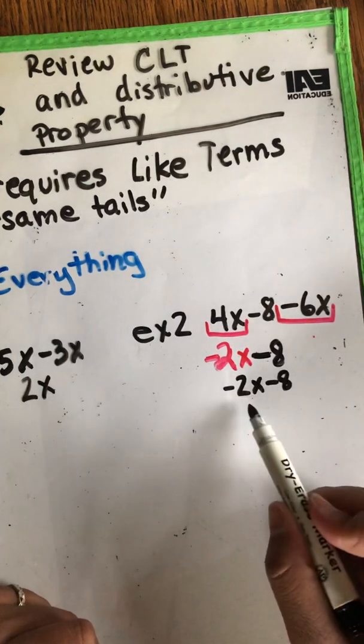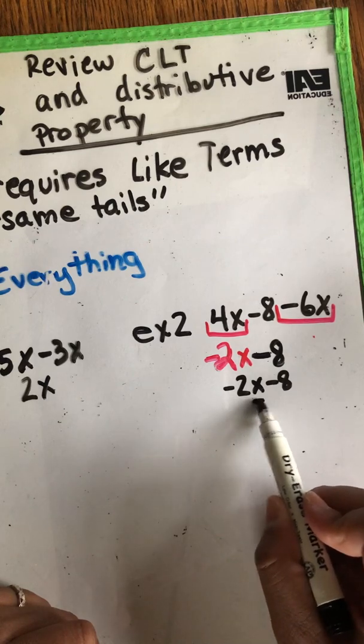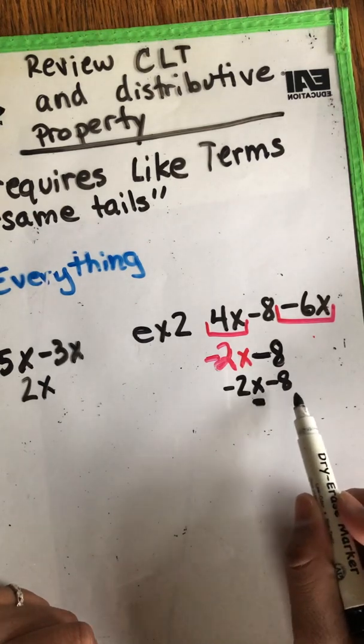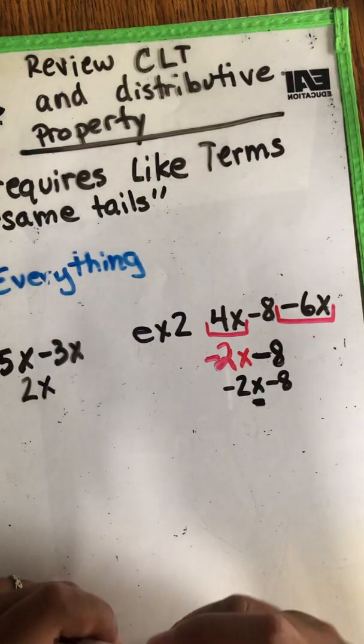You cannot put together the negative 2x and the minus 8 because the negative 2x has an x tail or variable and the 8 does not. So this is the most simplified version that you could possibly have.